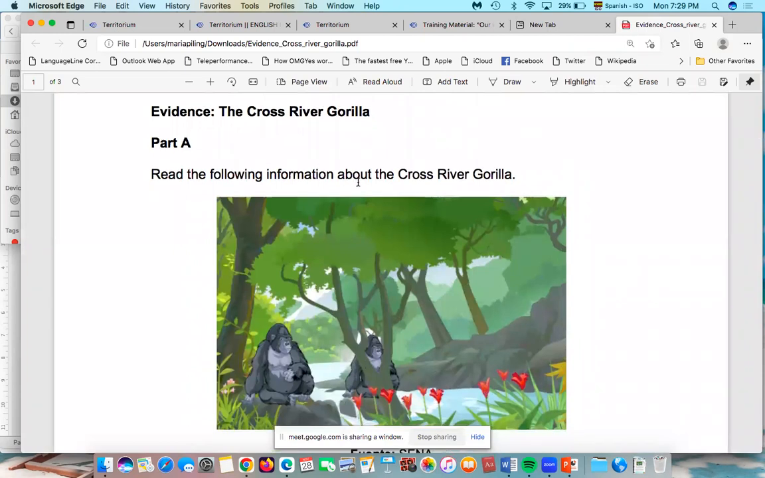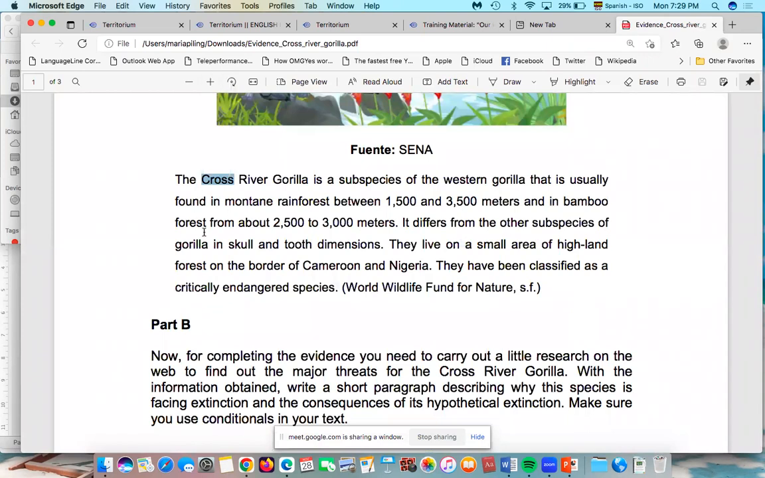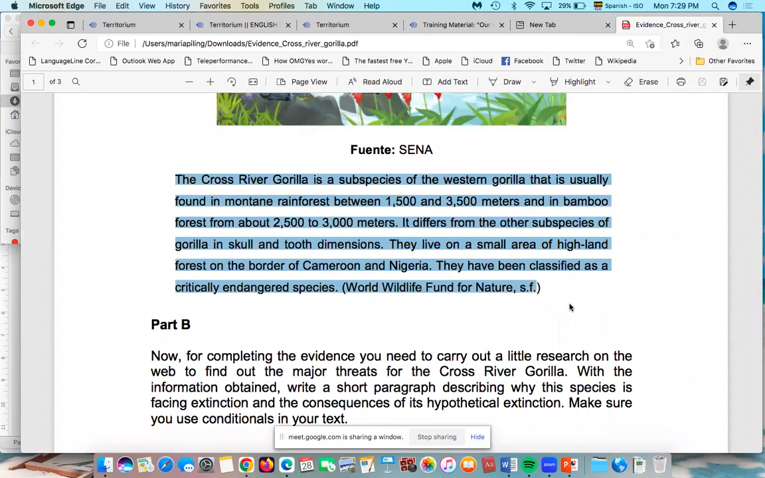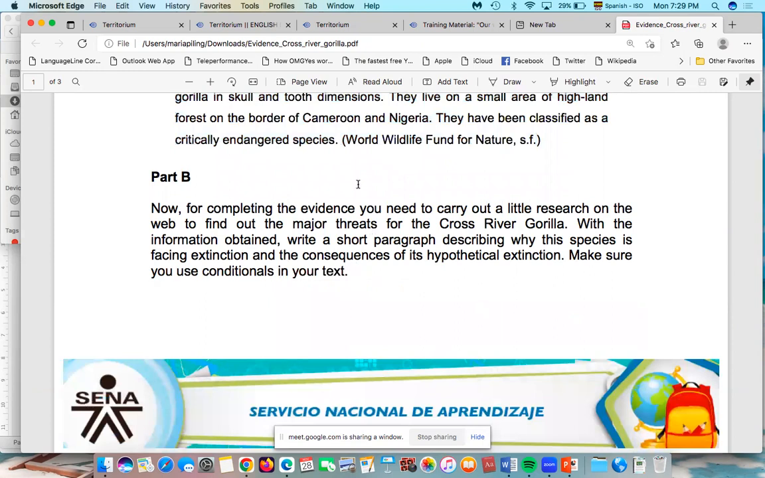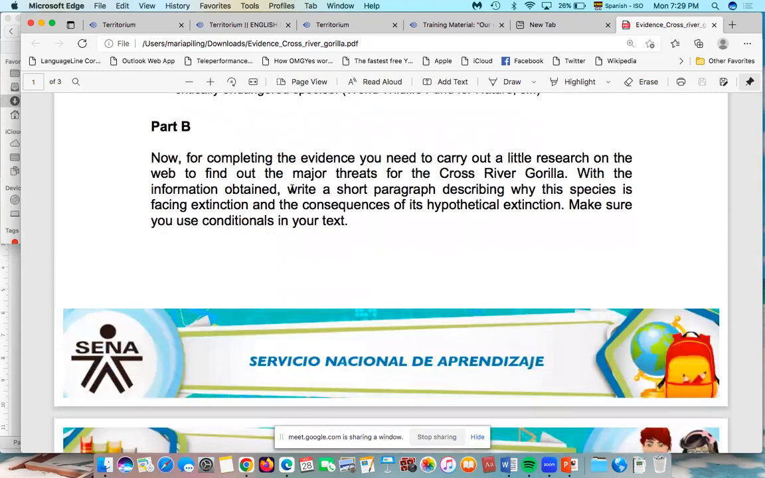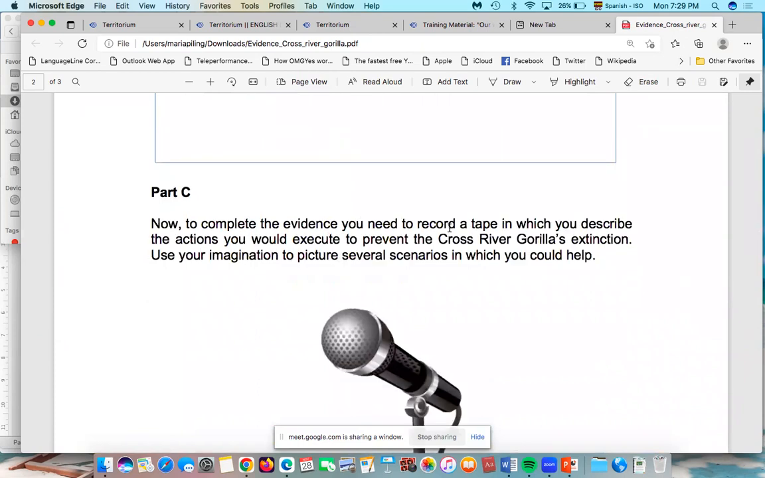So they say read the following information about the Cross River gorilla, right? They are giving us here the information about why this animal is an endangered species, right? Good. And well, the second part, this is the example, right? The idea is that you write a short paragraph describing why this species is facing extinction and what the consequences are, right? You need to use conditionals here. Okay, the second part is that you need to record a tape where you describe your actions to prevent the Cross River gorilla's extinction, right?